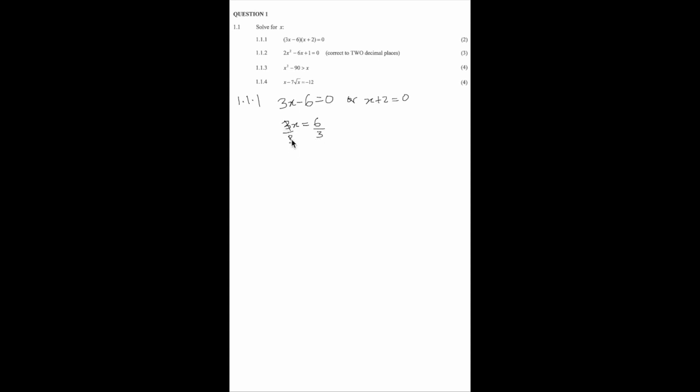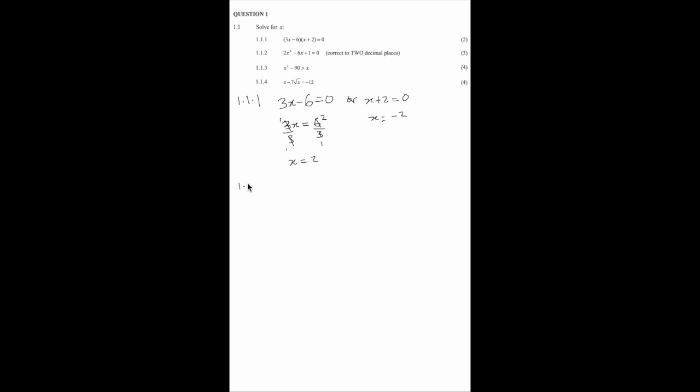And then this 3 and this 3 cancel. That's 1, 1. So, I know 3 into 3 is 1, 3 into 6, that's 2. So x is equal to 2. And then for this one, I would simply transpose 2 to the other side, or take 2 to the other side of the equal sign, and that becomes x is equal to negative 2. So that's the solution of 1.1.1.